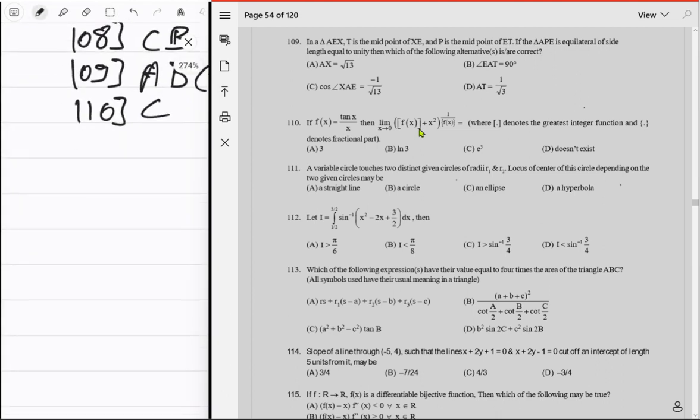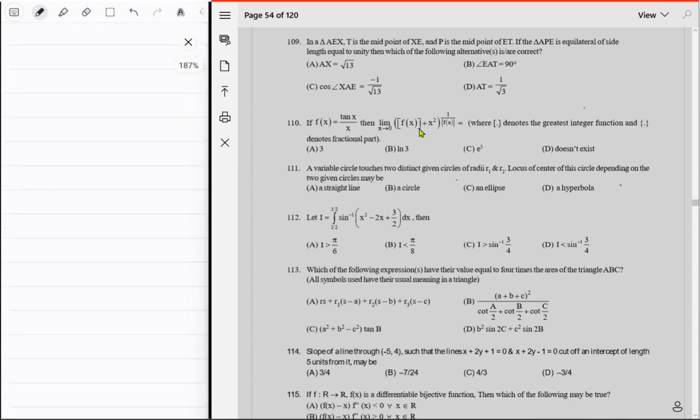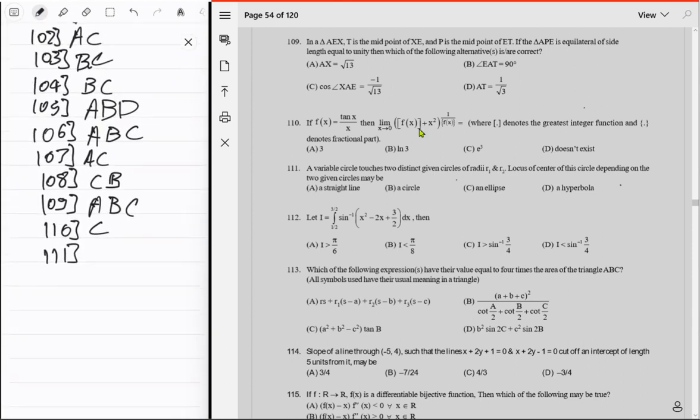111. Variable circle touches the two distinct given circles of radii R1, R2. Locus of center of the circle depending on the two given circles. A circle is touching two distinct circles, radii R1, R2. Okay, that's kind of weird. Touches means what will be its, just radius is just, oh okay, I understand this, right. Just the center of this circle depending on the, it's just a hyperbola. Okay, two given circles maybe, it's a hyperbola if, right, like, got it.